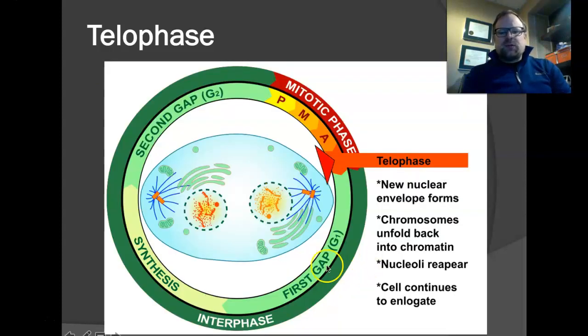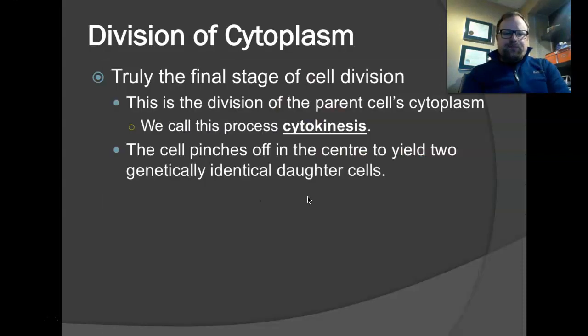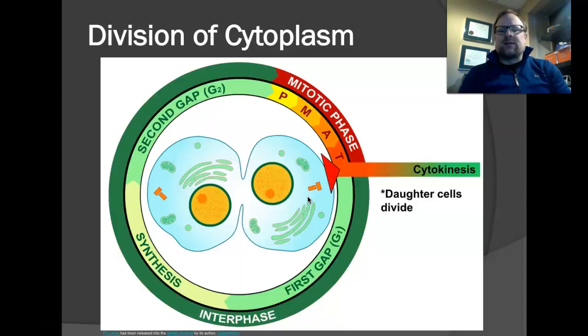Okay, so telophase, we're continuing to widen and widen and widen. You guys can see the nuclear envelope is starting to reform. Those condensed chromatids are uncondensing into chromatin again. Our spindle fibers are disappearing. The cell continues to elongate. And then we get to the division of the cytoplasm, or cytokinesis, the breaking apart of the cell, the cytoplasm. And we get what was once one parent cell now becomes two genetically identical daughter cells.